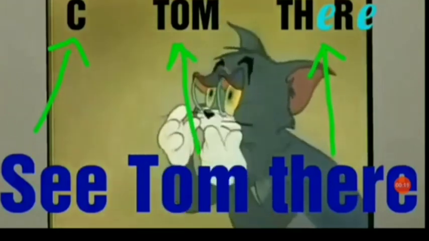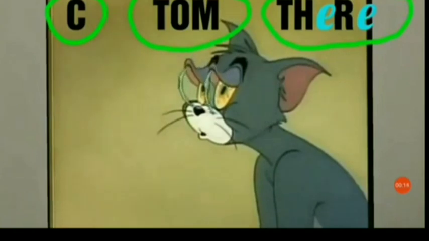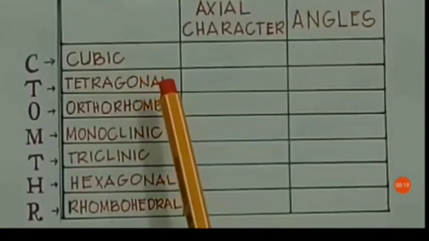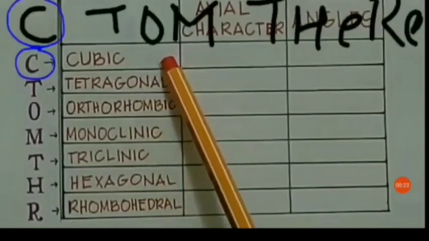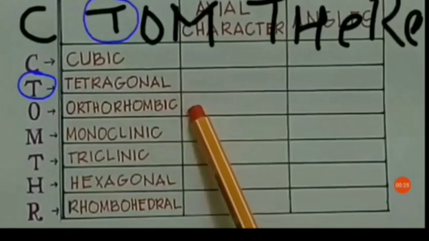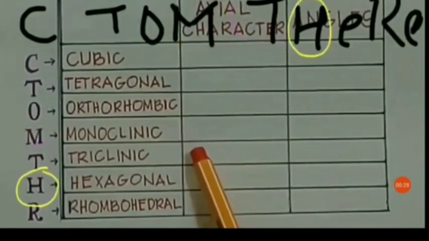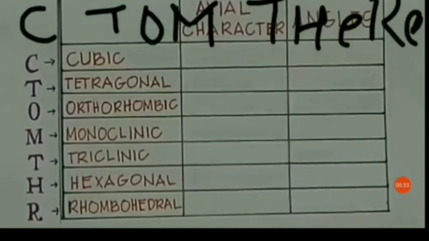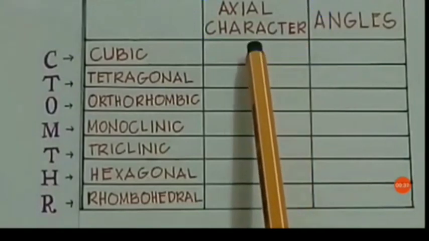An easy trick to remember the 7 crystal systems is by using the sentence: C Tom there. You can see here, C Tom there. C for cubic, T for tetragonal, O for orthorhombic, M for monoclinic, T for triclinic, H for hexagonal, R for rhombohedral. So now we can check the axial character or edge length.